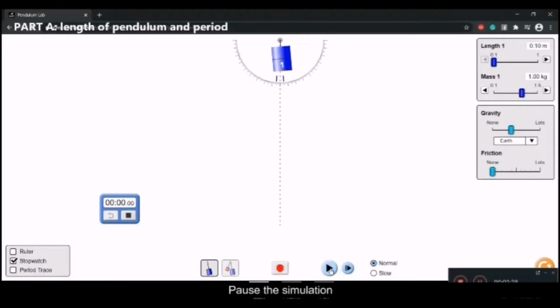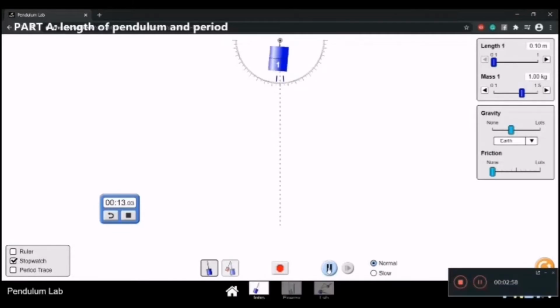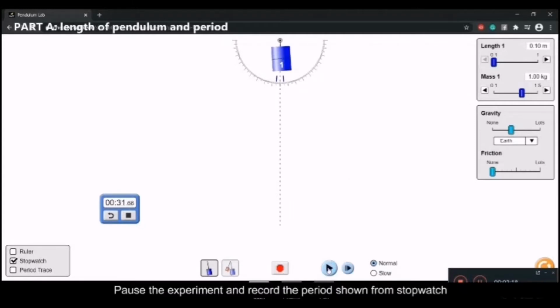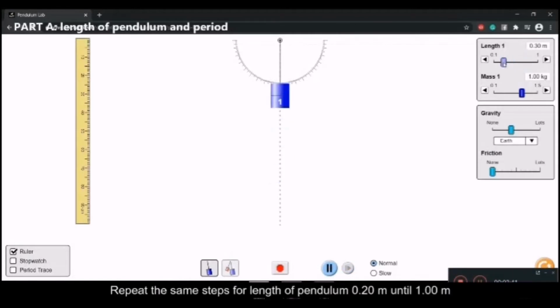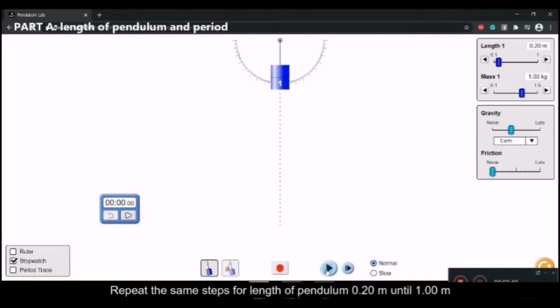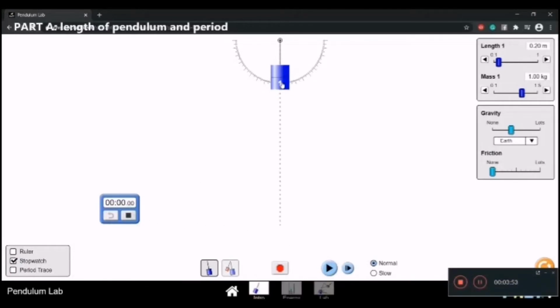Check the stopwatch and pause it. Pause the simulation. Set the angle to 5 and start the simulation by clicking the pause button again. Measure the period for 50 oscillations. Pause the experiment and record the period shown on the stopwatch. Repeat the same steps for pendulum lengths of 0.20 meter until 1.00 meter.